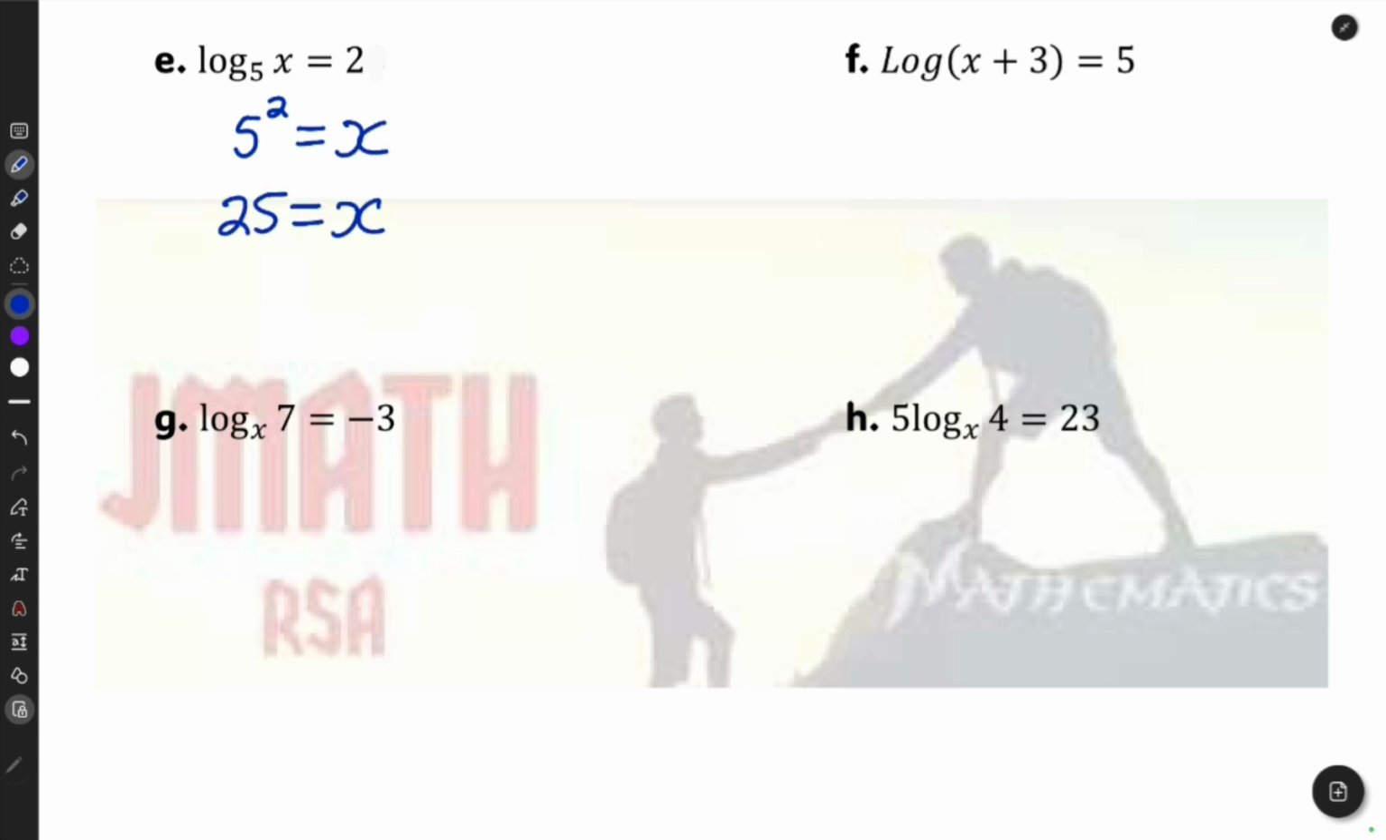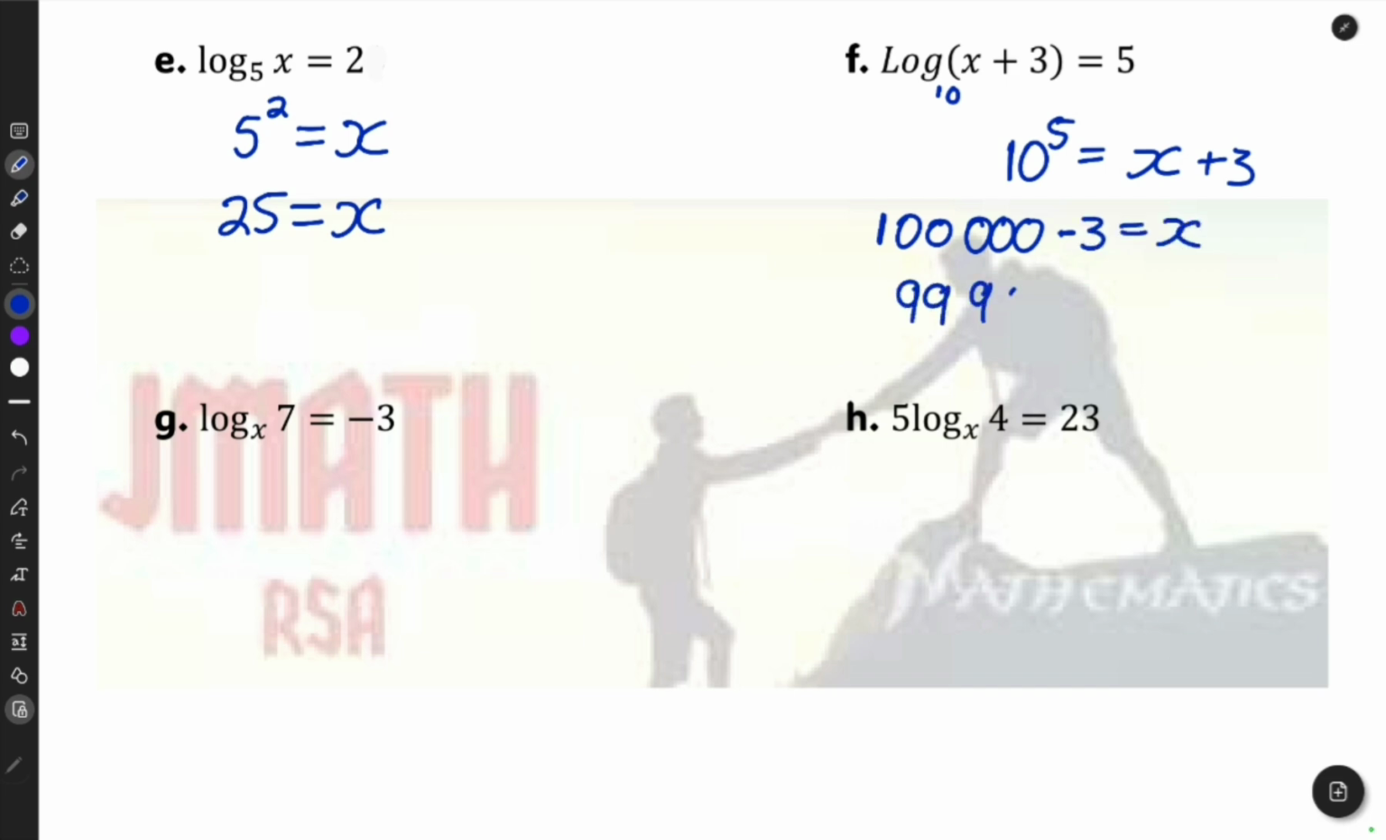Okay, with F. So now they're trying to trick you. If I don't see the base, remember there's an invisible 10 there. So I'm going to do the same. I'm then just going to take the log away, the base stays the base, and the other two swap around. Now that's going to be a pretty large number. It's 1 with 5 zeros. Then I'm going to take the 3 to the left, and that's equal to x. So 99997 is equal to x. So the base stays the base, and the other two swap around, and then I can do the sum.